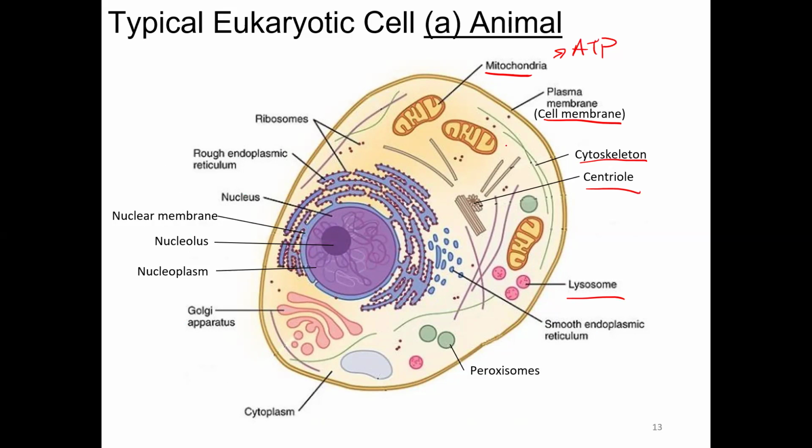Again, these are all going to be very specific and important, not only to maintaining the health of the cell, but in this case, when we're looking at things like the centrioles, they're going to help with cell division when we're going from one cell to two cells.